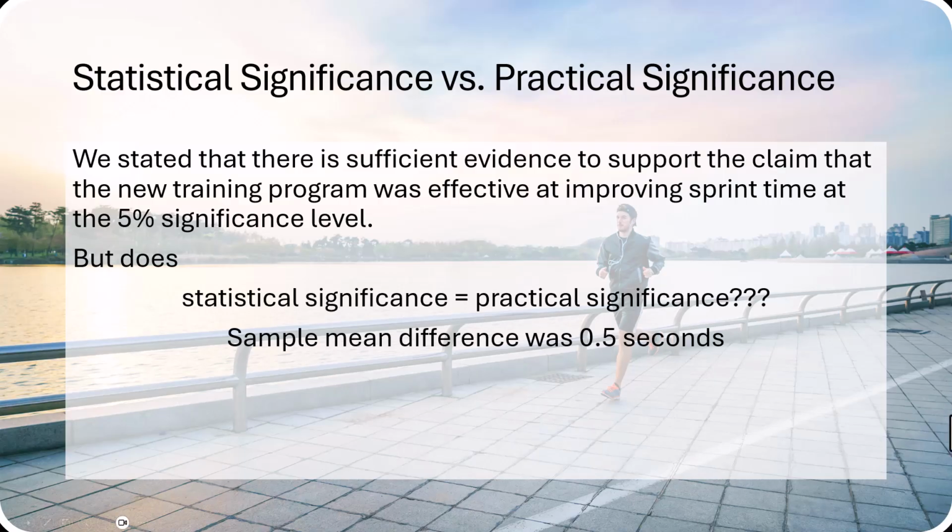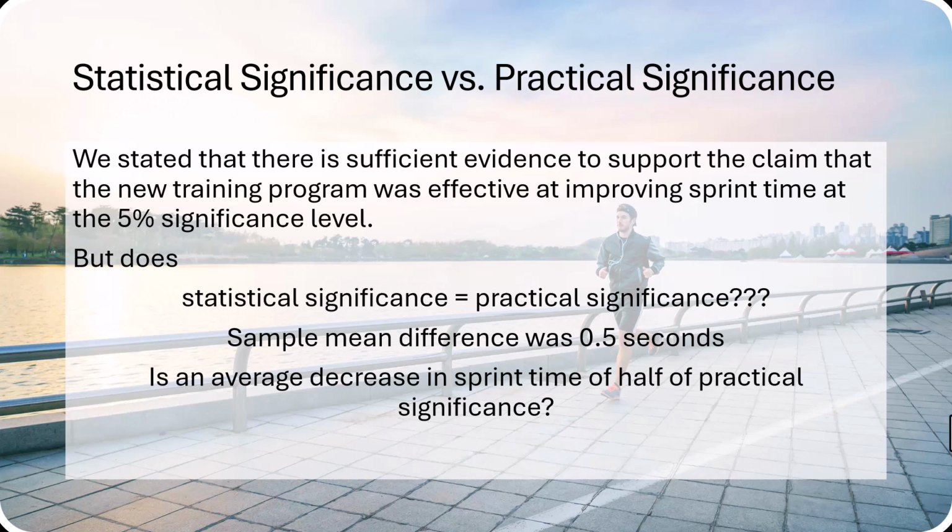So let's think about that. The sample mean difference was half a second. We improved our sprint times for the 100-meter race by half a second. What would that look like if it was practically significant? What that would mean is I would have the difference between losing the race or not placing in the race to placing in the race.